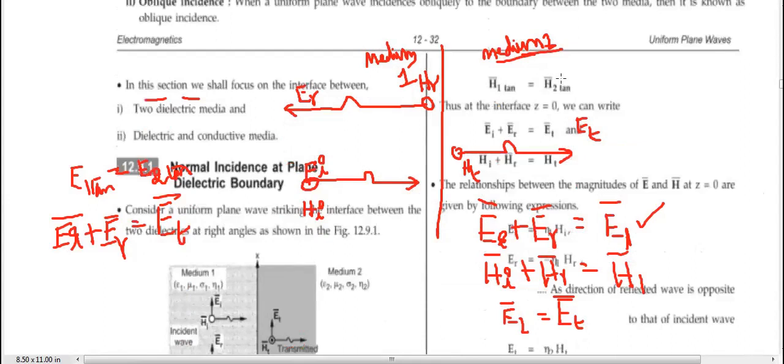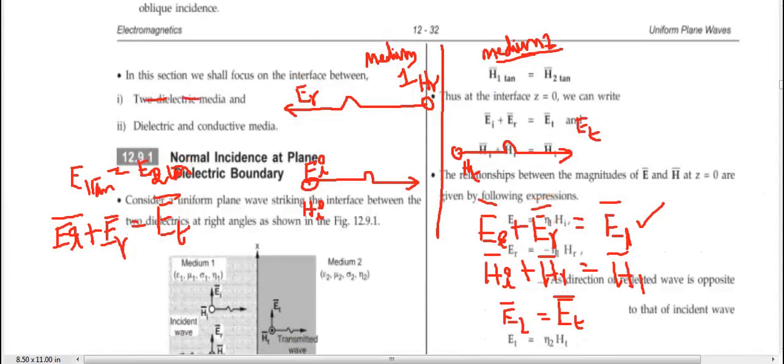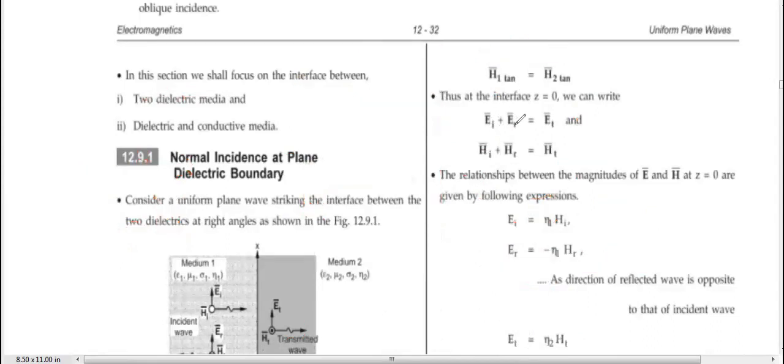Similarly, H1 tan is equal to H2 tan. Thus, at the interface Z equal to 0, we can write EI plus ER is equal to ET, and HI plus HR is equal to HT. The first two are in medium 1 and the next two are in medium 1, and ET and HT are in medium 2. Got it, my dear friends?